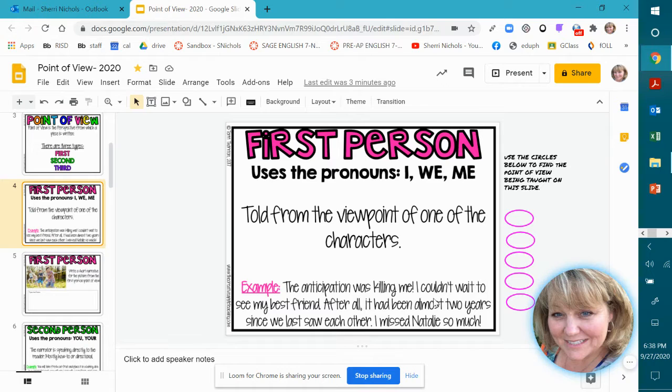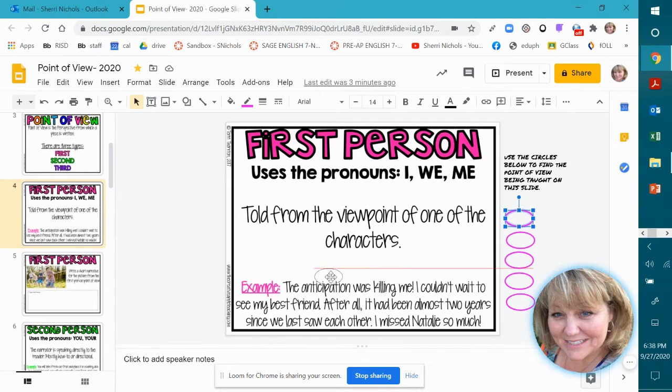So an example of this: the anticipation was killing me. I couldn't wait to see my best friend. After all, it had been almost 2 years since we last saw each other. I miss Natalie so much. So you will use the circles below to find the point of view being taught on this slide. So I want you to use these circles to mark the point of view.